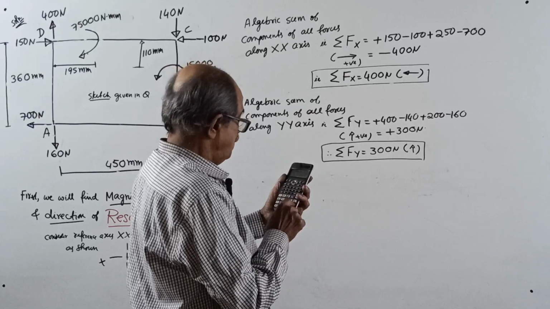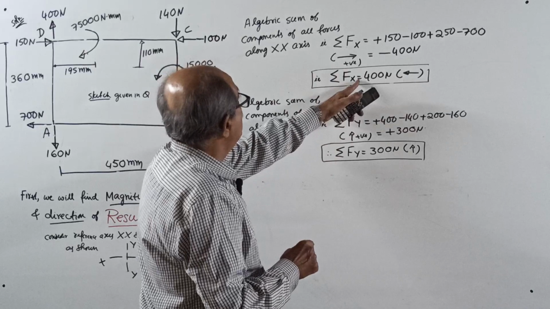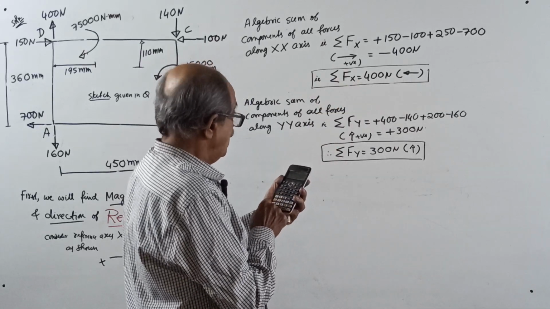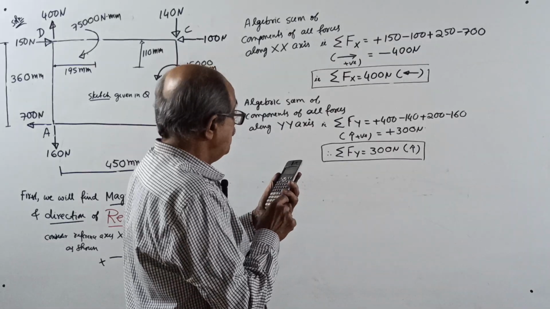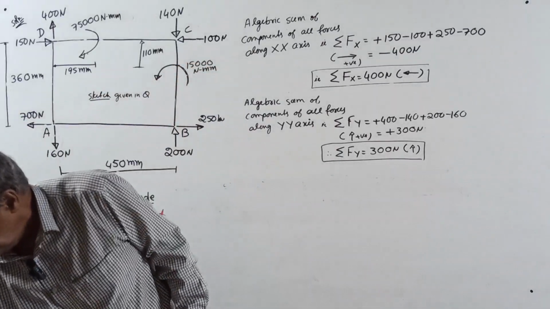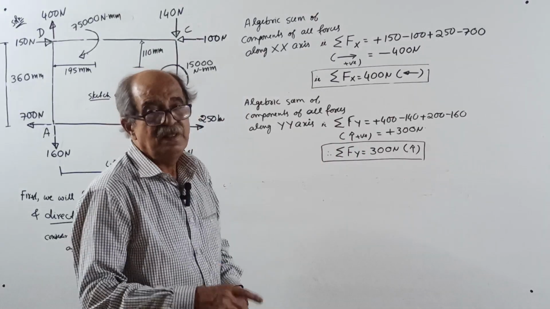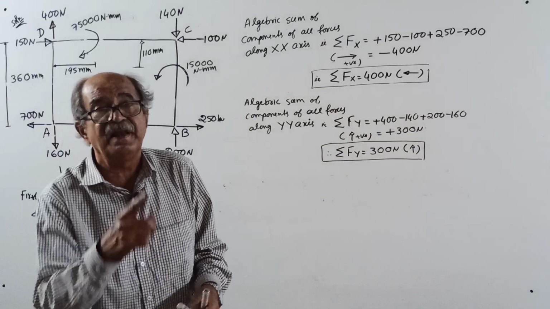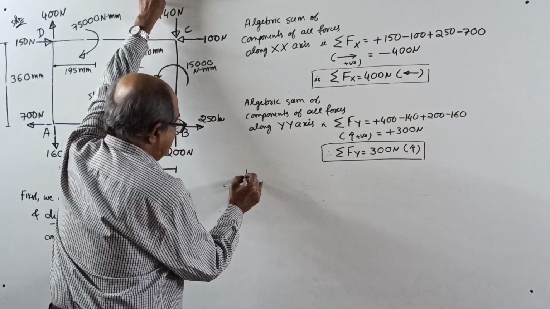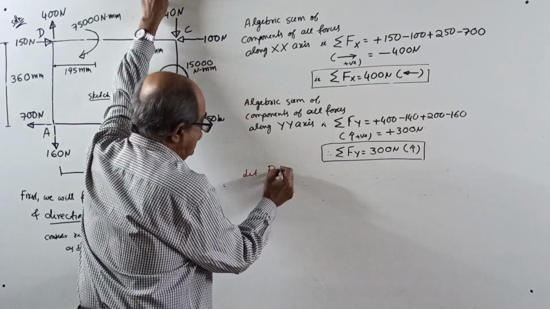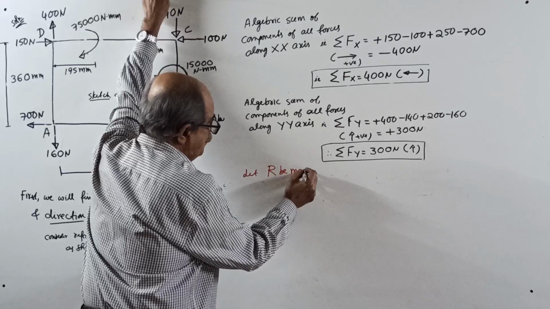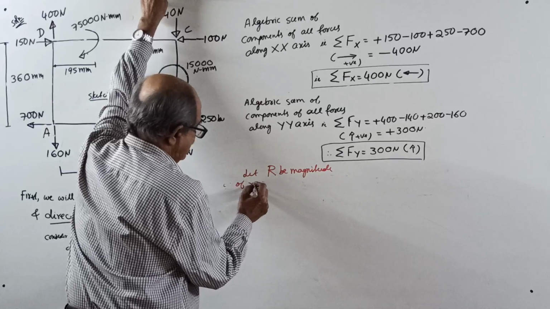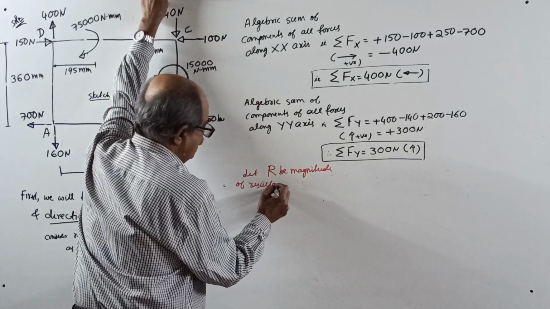Plus 250 minus 700 is minus 400. Correct. 400 minus 140 plus 200 minus 160 is plus 300. Correct. Okay. So sigma Fx and sigma Fy came. Then the usual statement you write regarding the resultant, in red color, remember: let R be the magnitude of the resultant.